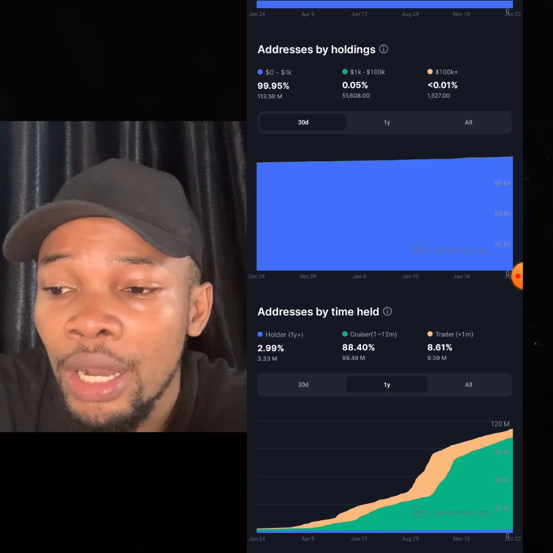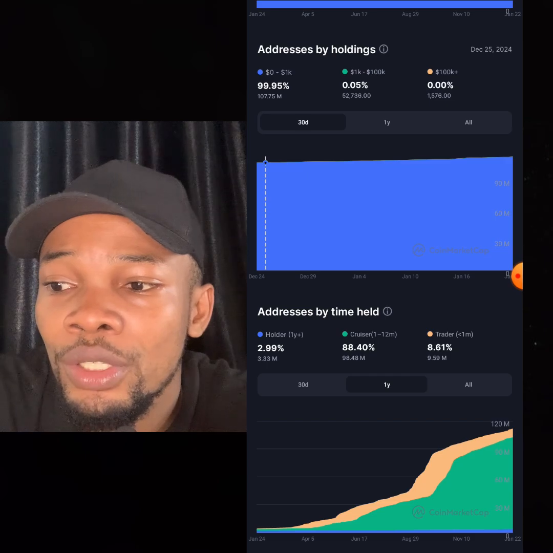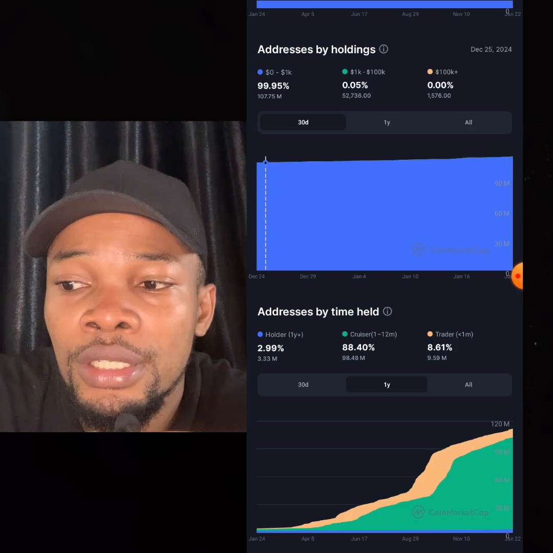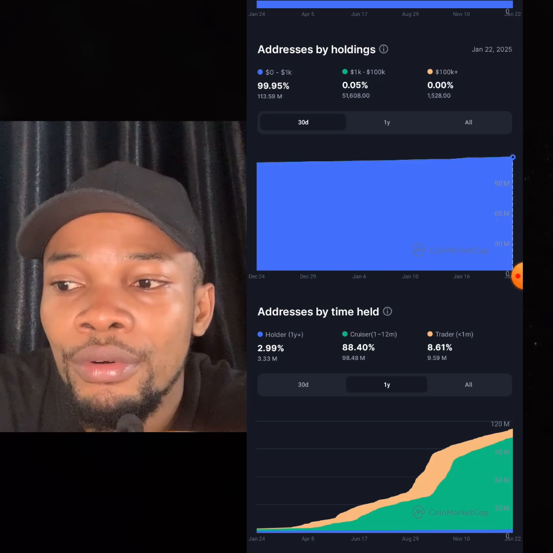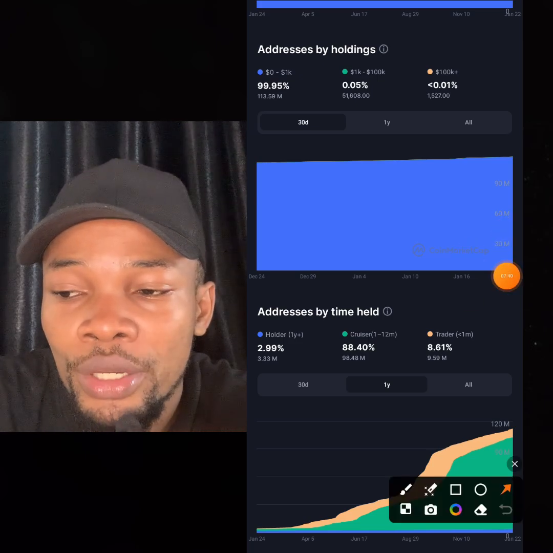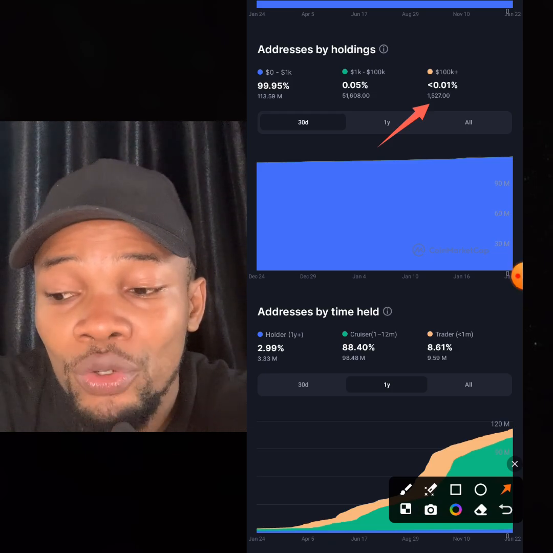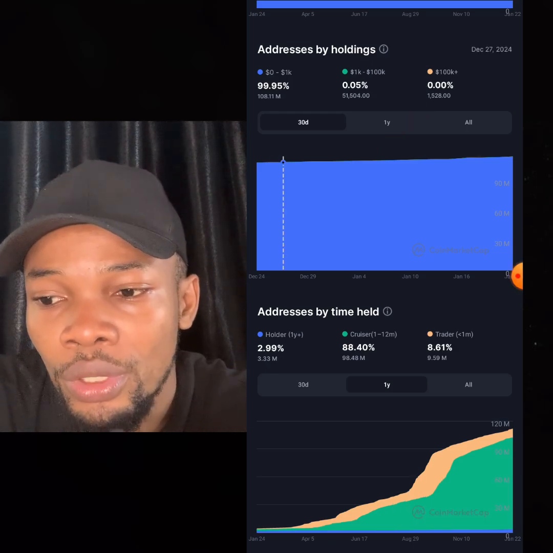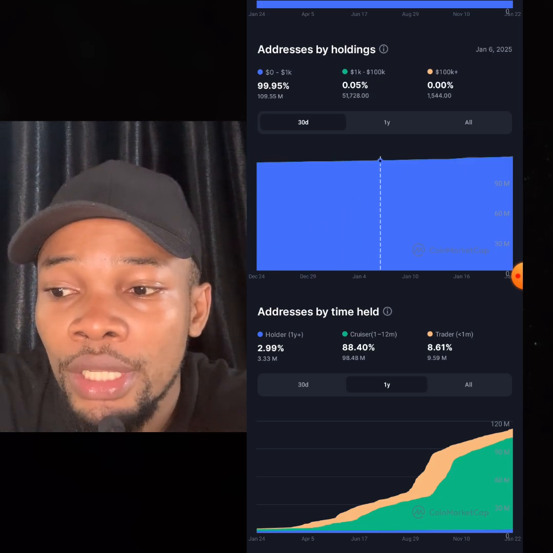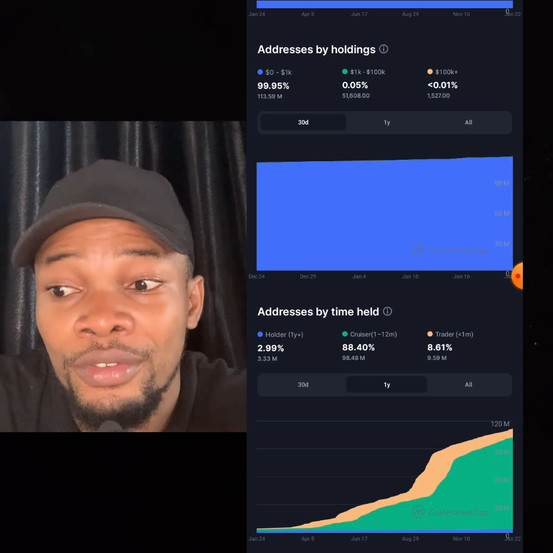Okay, and the whales are also changing their holding. If you start from here, the whales, the biggest guys holding $100,000 and above, were 1,576, but right now they are 1,527. Guys, you can notice something. Look at the whales here, the big guys holding TON. 30 days ago they held more TON than today. 30 days ago they were holding 1,576, and today 1,527 are holding.